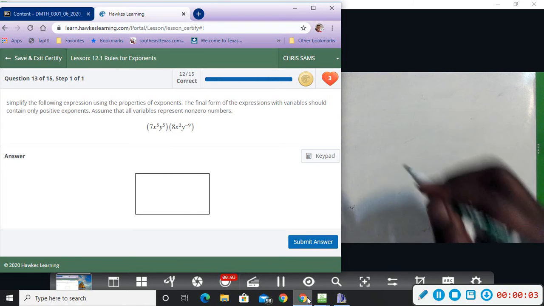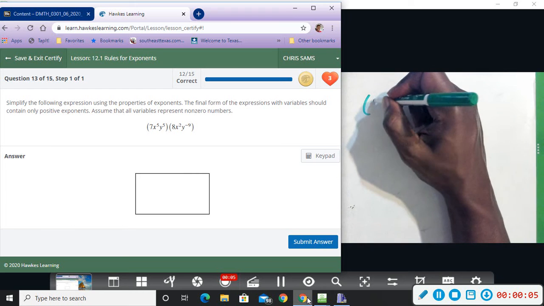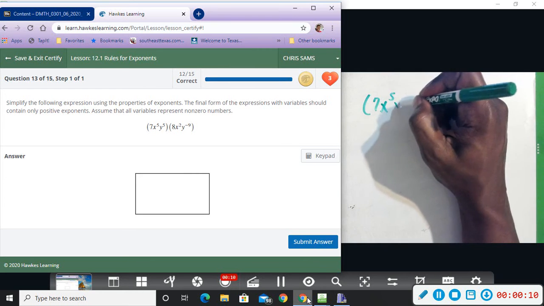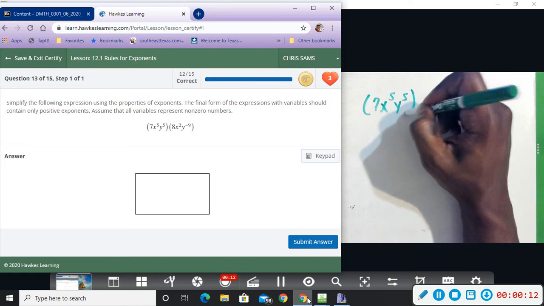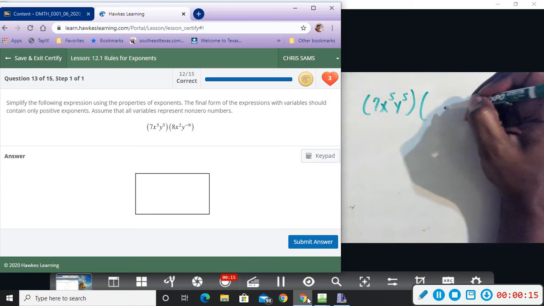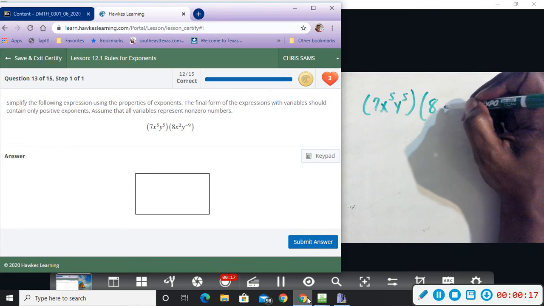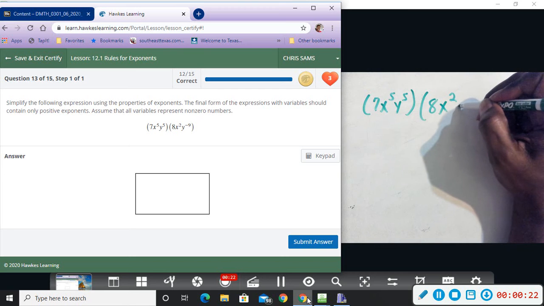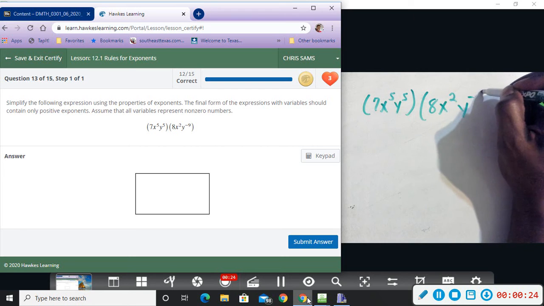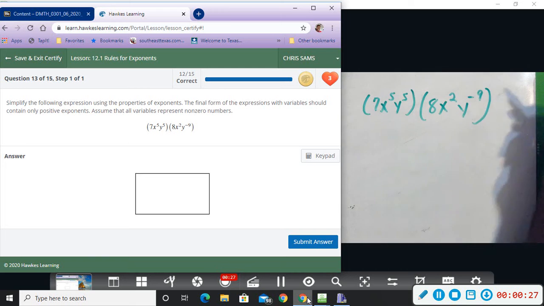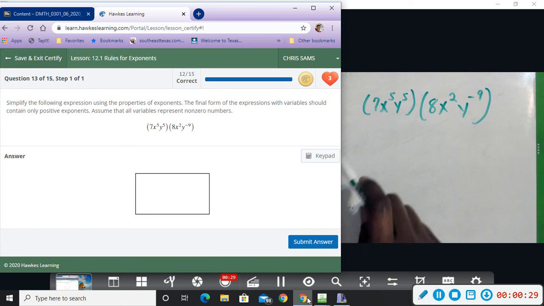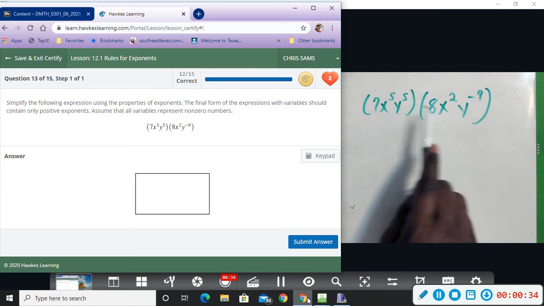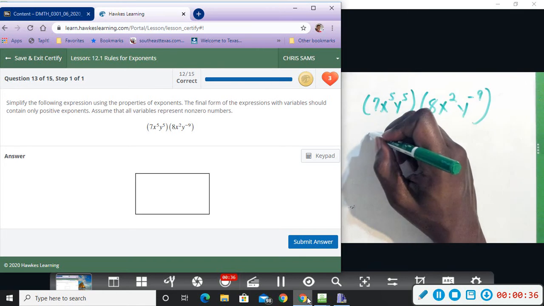Alright, number 13, we have 7x to the 5th times y to the 5th in parentheses, and then times in parentheses 8x to the 2nd, and then times y to the negative 9th. Okay, so we're going to just go step by step. 7 and 8, we're multiplying numbers. 7 times 8, we get 56.